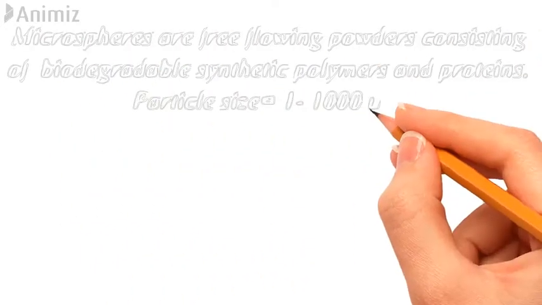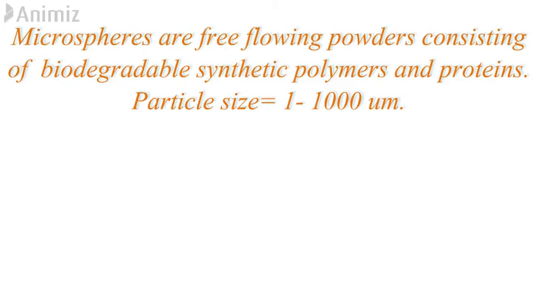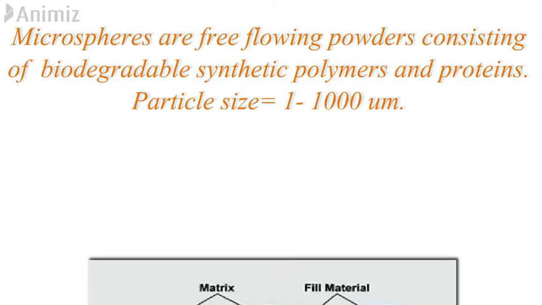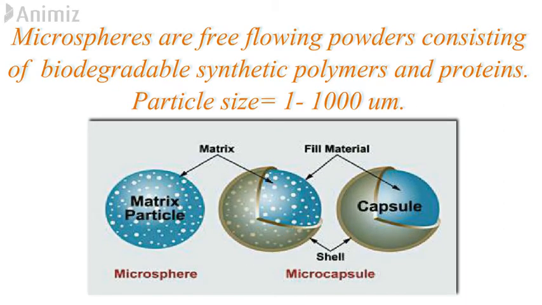So microspheres are free-flowing powders consisting of a biodegradable synthetic polymer and usually a protein. Their particle size ranges from 1 to 1000 micrometers. There are two types, microspheres and microcapsules. In microspheres, the drug is uniformly distributed in a matrix, and in microcapsules, the drug is encapsulated in a capsule shell.